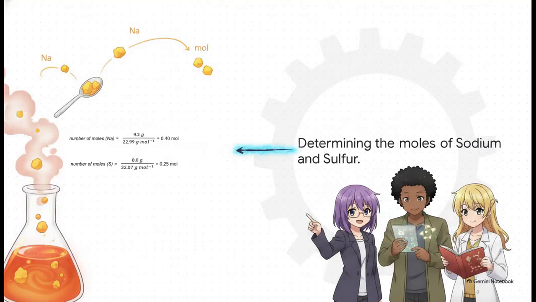So, let's figure out how to identify the culprit. Imagine we're reacting 9.2 grams of sodium with 8.0 grams of sulfur. Just like before, our very first step is to cross the bridge and convert everything to moles. By dividing the mass by the molar mass, we get 0.40 moles of sodium and 0.25 moles of sulfur. But hold on, don't just jump at the smaller number right away. We have to consult the recipe.